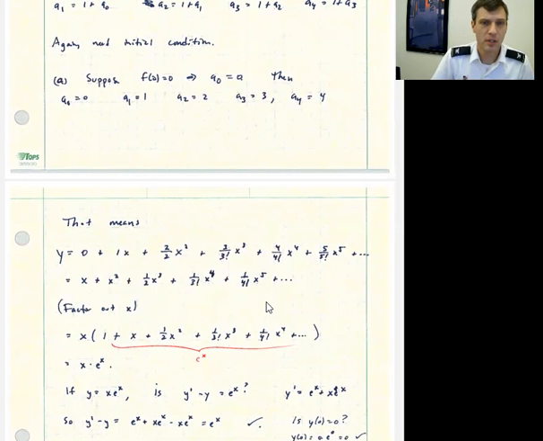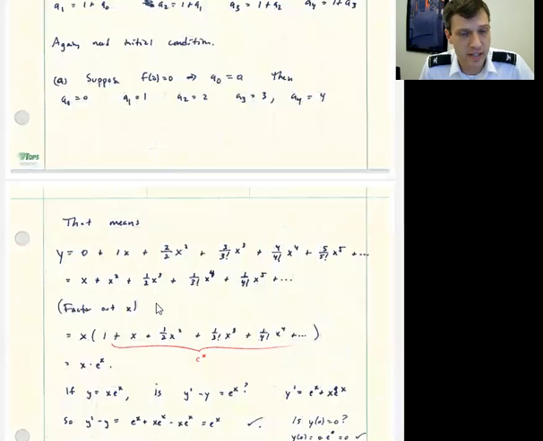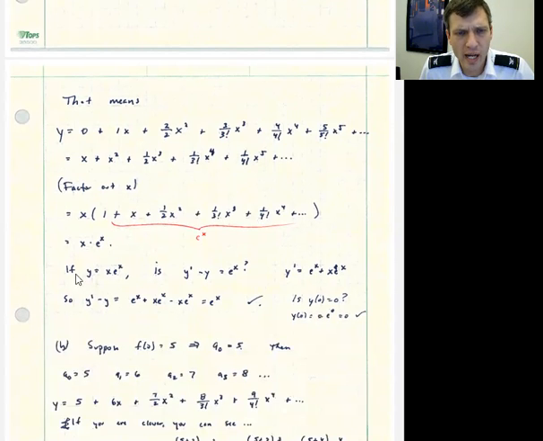But if you're clever, we could factor out an x and see that that is just x times 1 plus x plus half x squared plus 1 over 3 factorial x. Oh, this is just x times e to the x. So if y is equal to x times e to the x, is it true that y prime minus y is e to the x?